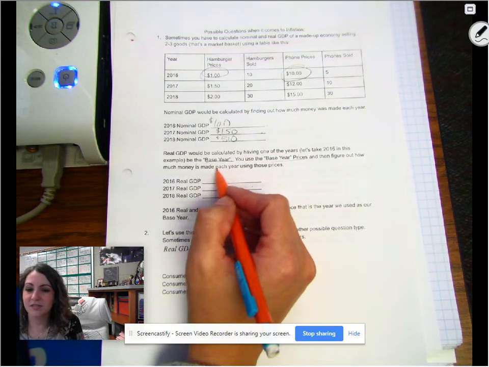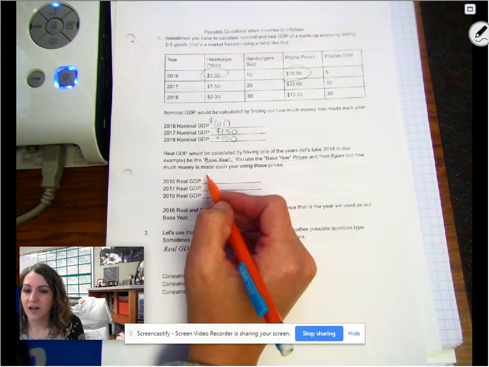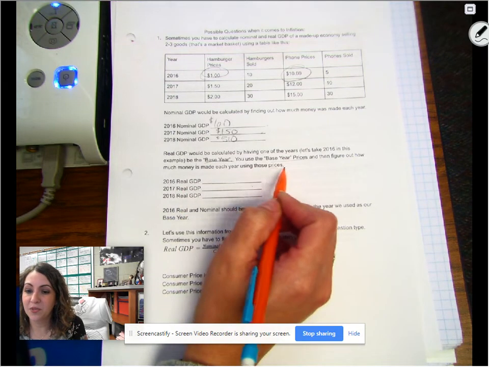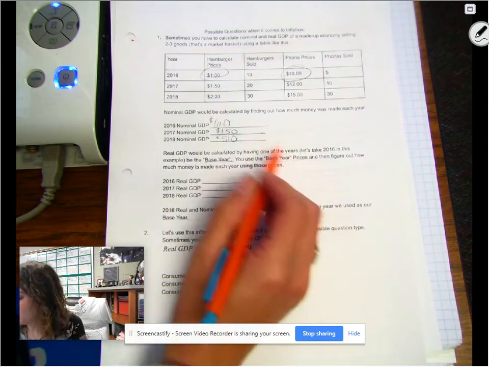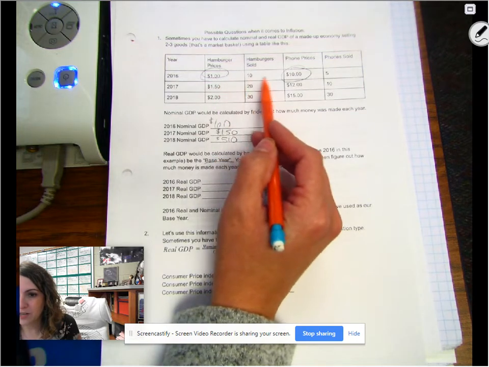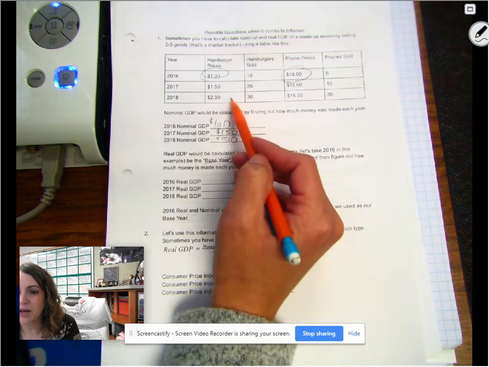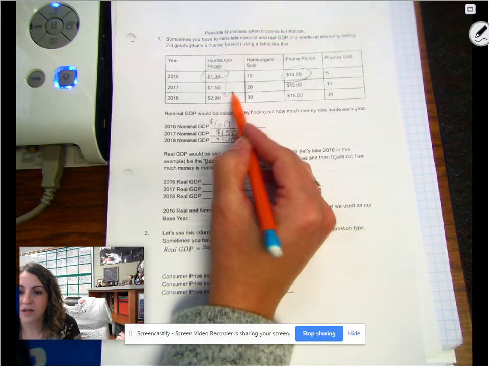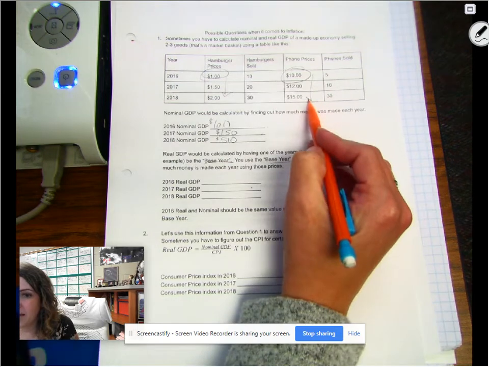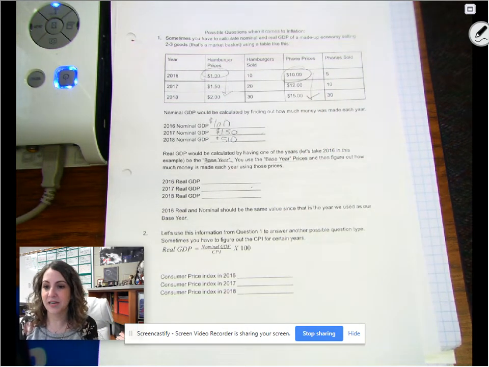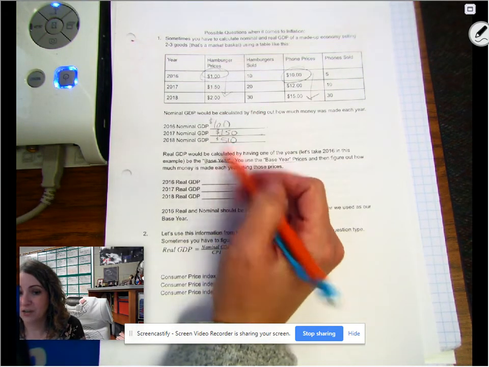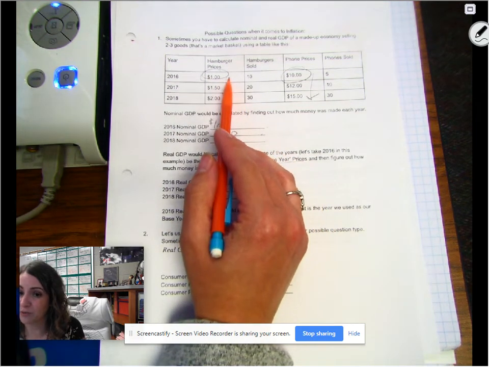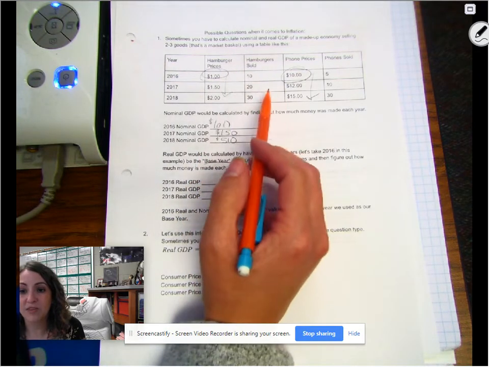Okay, so in 2016, 2017, and 2018, we're using the quantities of those years, but the base year prices. So before, it was how much money did they make, how much money did they make, how much money did they make. So now I'm using the same price for every year for both phones and hamburgers. And then we're seeing how much money was made that year if the prices stayed the same. If the prices didn't change, I'm taking out inflation. If the prices didn't change, how much money would they have made?